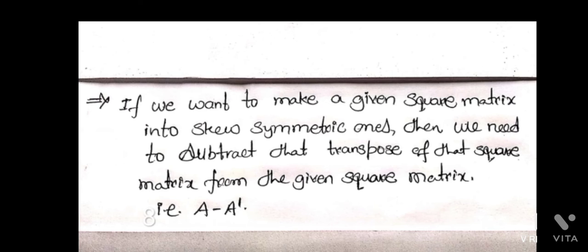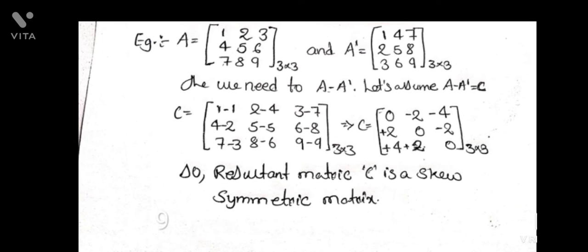And mind you, if we want to make a given square matrix into a skew symmetric matrix, then we need to subtract the transpose of that square matrix from the given square matrix. Means if we are given the matrix A, then we need to subtract its transpose from it. Whatever we get as the difference is nothing but a skew symmetric matrix.